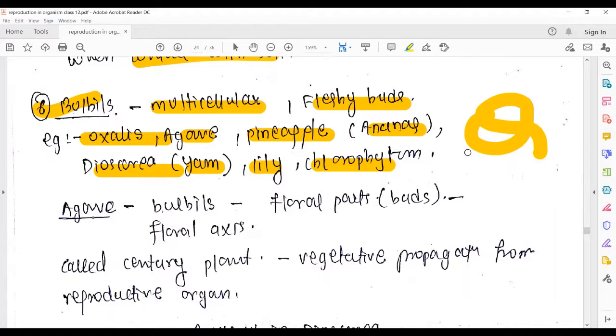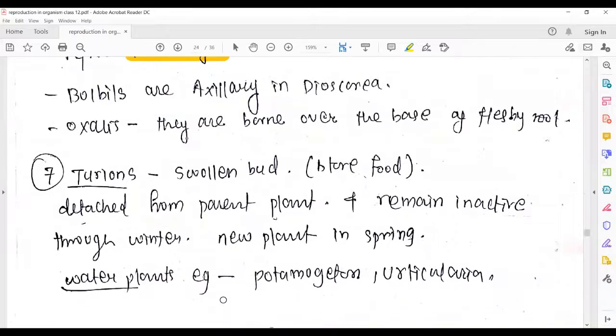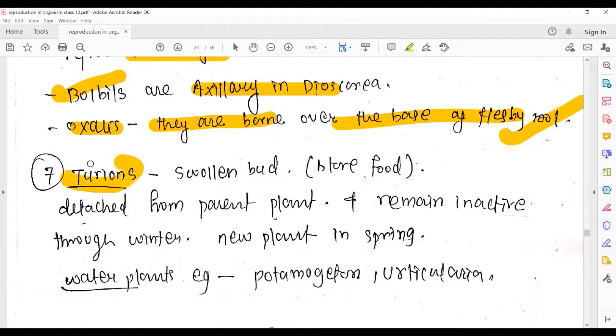Now see, Agave is commonly called a bulbil also, characteristic of bulbils only. The floral part, that is a bud, is going to give rise to the floral axis. It is called the century plant also, vegetative propagation by the reproductive organ. Bulbils are axillary in Dioscorea. In Oxalis, they are born over the base of the fleshy root. So see, for bulbils the axillary location is given here. In the case of Dioscorea, and for Oxalis, they are born over the base of the fleshy roots.